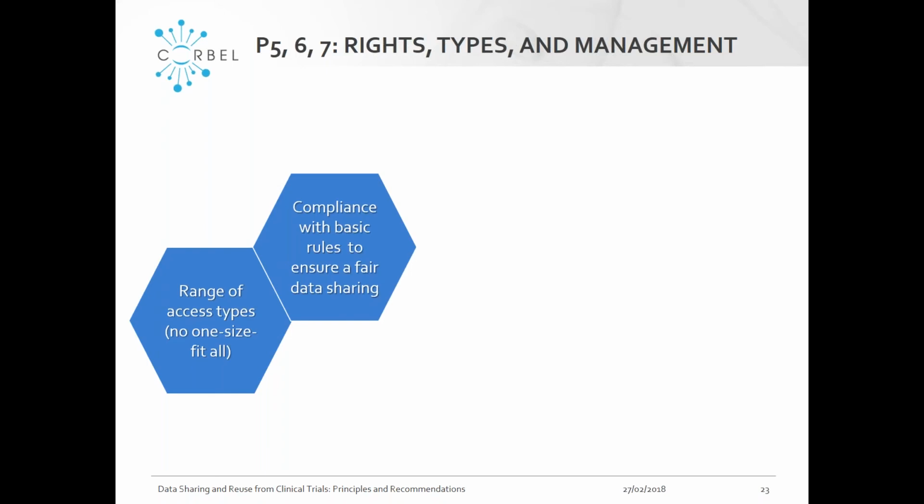Irrespective of the data access model, some basic rules that are needed to ensure a fair process are mandatory, at least in the opinion of the group. For example, the identification of who is requiring data, the statement to not attempt to re-identify a subject in a data set or across different data sets, or the acknowledgement of the data generator or the publication of secondary analysis.